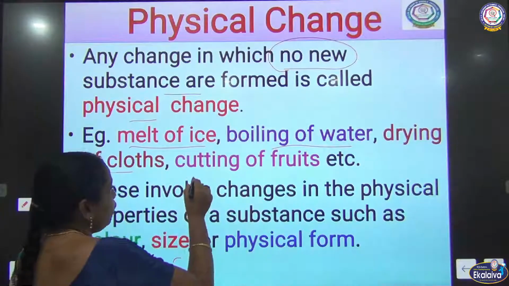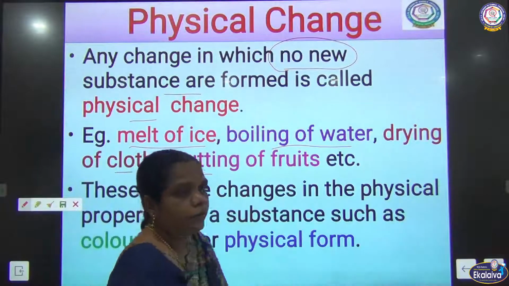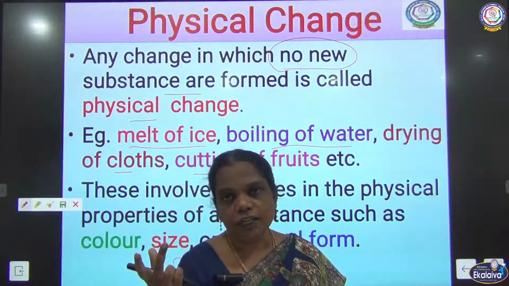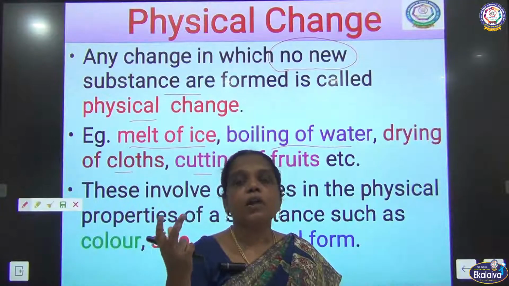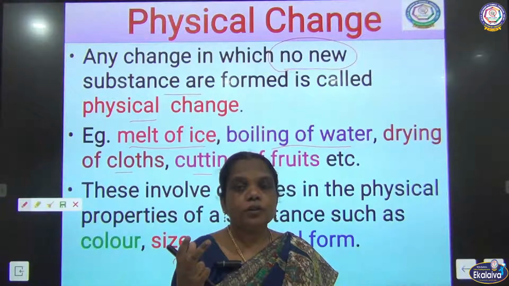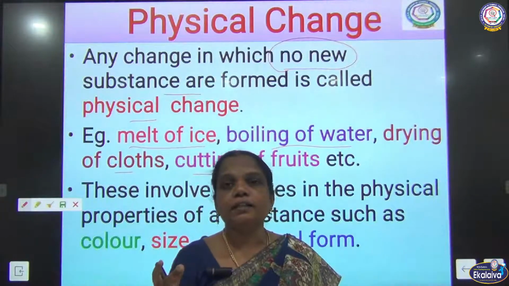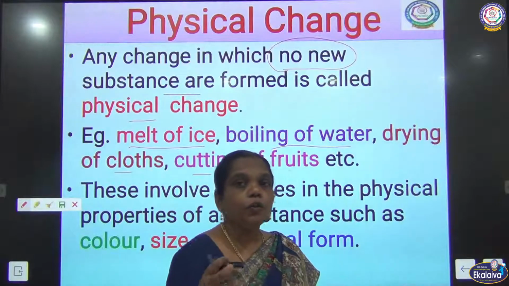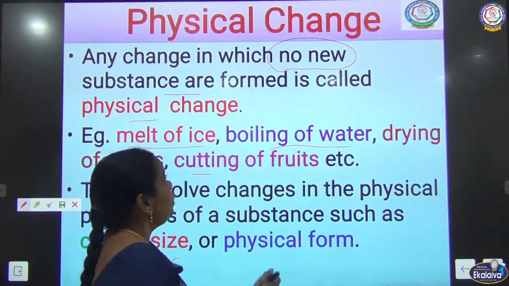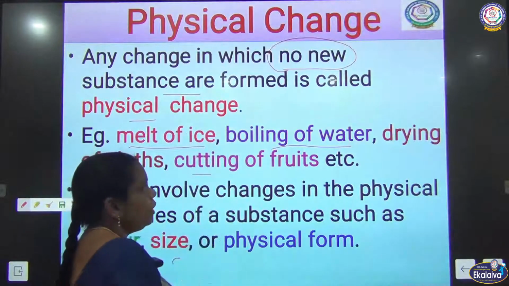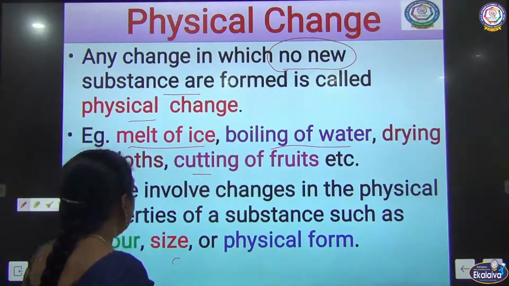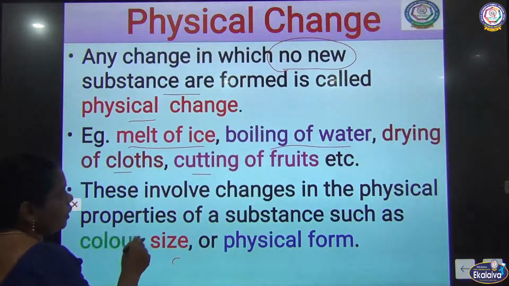And then the cutting of fruits. If you cut vegetables or fruits, like an apple, only the shape is going to change, but the substance is not changed. Understand? So during a physical change, there is no new substance or form. So that change is called a physical change.